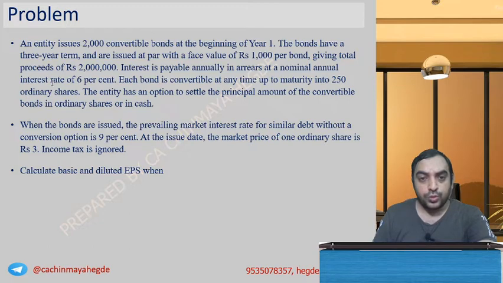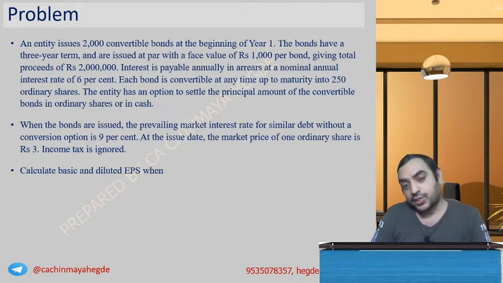An entity issues 2000 convertible bonds at the beginning of year one. The bonds have a 3-year term and are issued at par with a face value of 1000 per bond, giving total proceeds of 2 million. Interest is payable annually in arrears at a nominal interest of 6%. Each bond is convertible at any time up to maturity into 250 ordinary shares. The entity has the option to settle the principal amount of convertible bonds in ordinary shares or in cash.